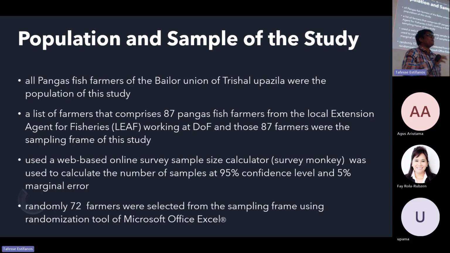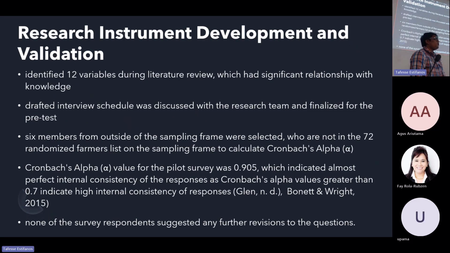So, we found 72 people from the randomized sampling tool of Microsoft Office Excel, and we contacted each one of them, and everyone responded to our survey. So, research instrument development and validation.